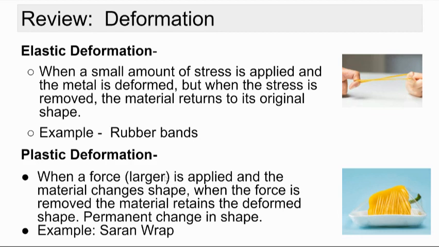Plastic deformation is when you apply a larger force and the material changes shape, and when that force is removed, the material keeps its changed shape permanently, right? So once the force is removed, the material will not go back to its original shape. It is now a permanent change in shape. An example of plastic deformation would be saran wrap. If you stretch saran wrap, you're never going to get it back to its original position.